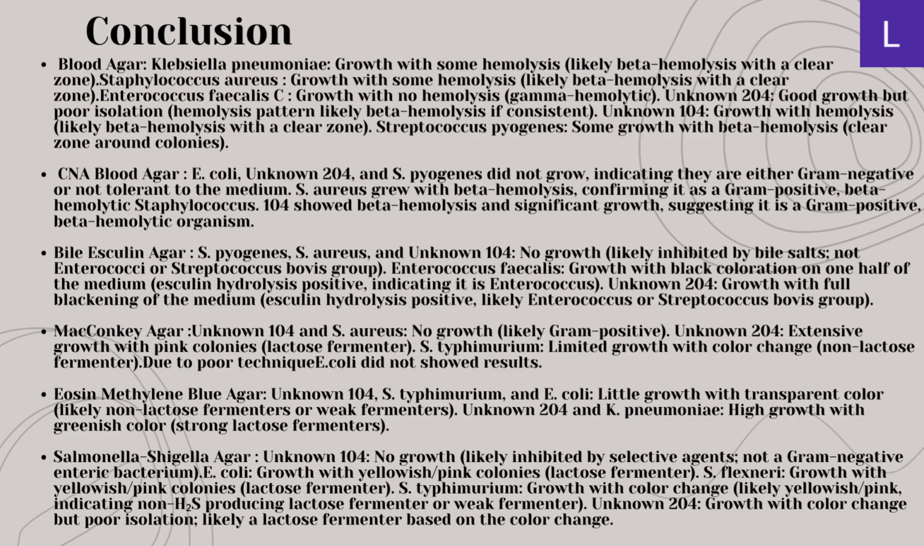So we're going to start with blood agar, and on blood agar we can see that K. pneumoniae, S. aureus, unknown 204, and unknown 104 all had beta hemolysis with clear zones. The clear zone is what tells us that they're beta hemolytic.